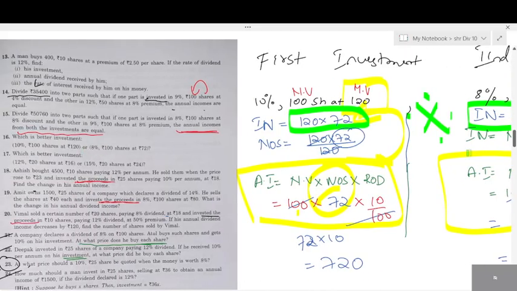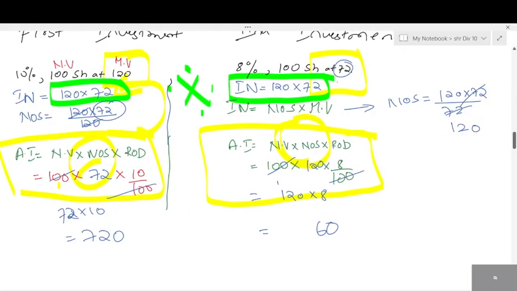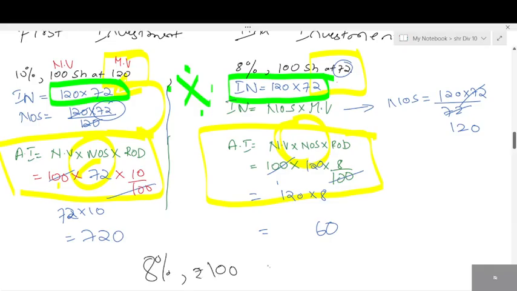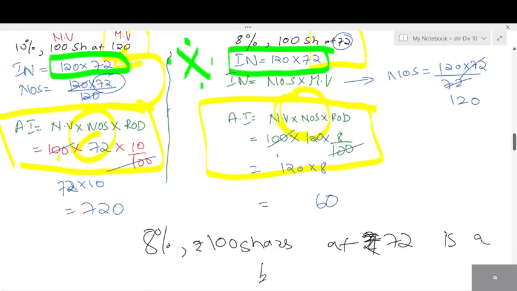So this is the 16th one. Second one is the better investment. You'll have to write the answer like this. Don't just write second one is a better investment. Final answer: 8% rupees 100 shares at rupees 72 is a better investment.